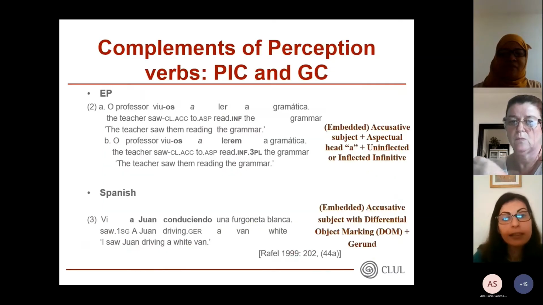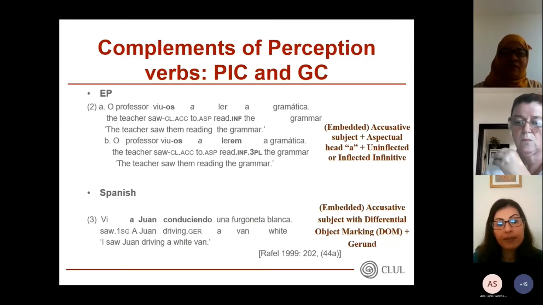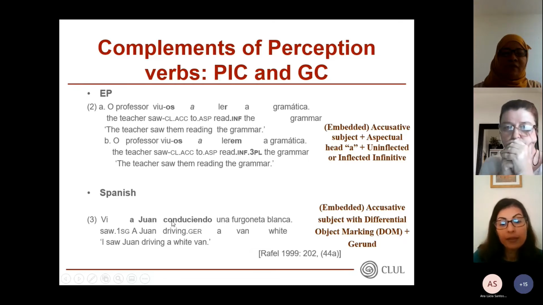And we have again the example of the PIC, and here we can compare it with the gerund construction from Spanish. And as we can see, the gerund construction also has an accusative subject, but with differential object marking. It has a morphological marking preceding the noun, plus a gerund verb form and not an infinitive.